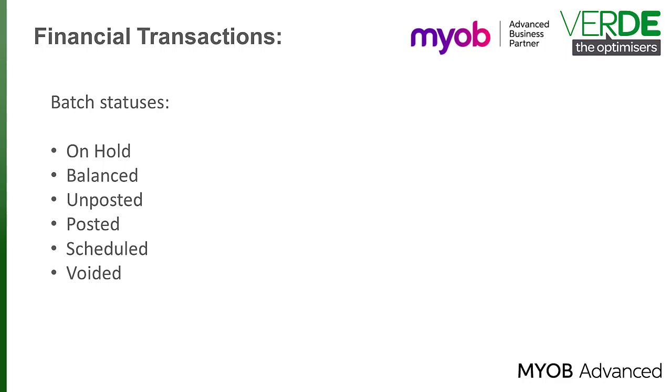There are two more statuses. A scheduled batch, that is when the batch is used as a template for recurring batches, and a voided batch, where the scheduled batch has been cancelled or removed from the schedule.